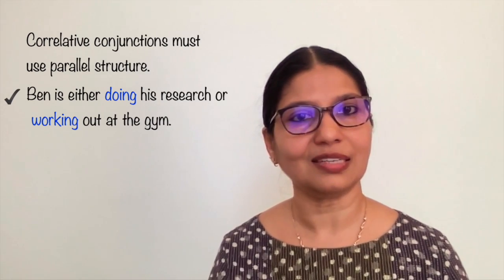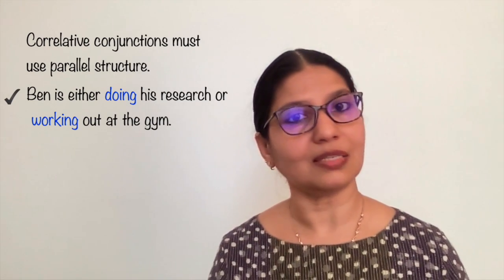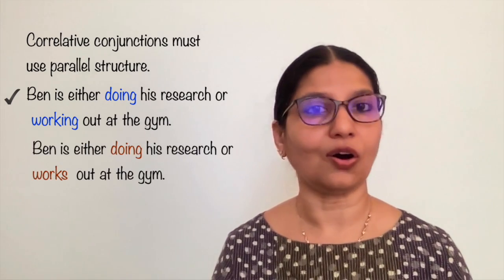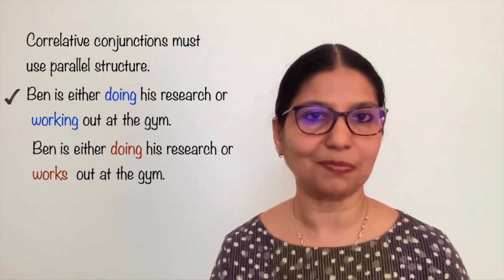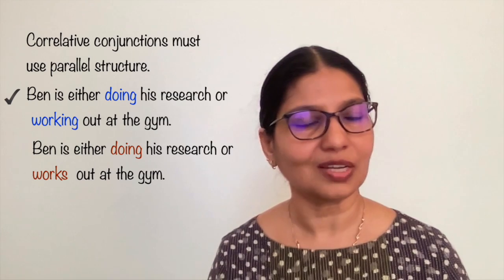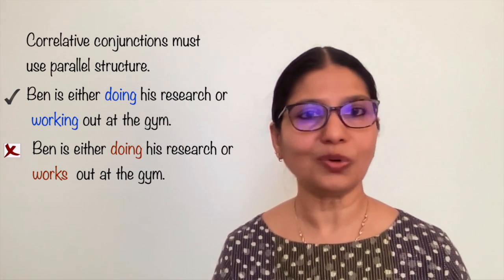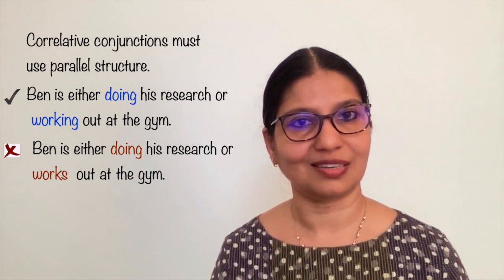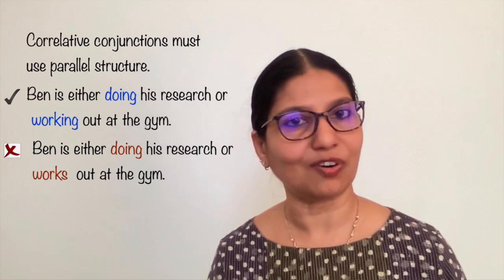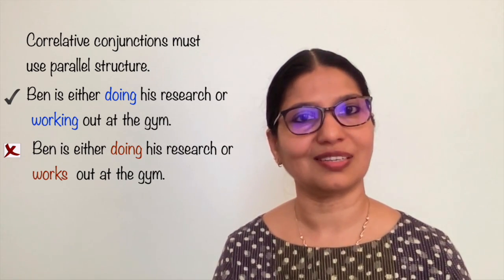On the other hand, if I say Ben is either doing his research or works out at the gym, the sentence is wrong because both the elements don't have the same parallel structure. One verb is in the ing form whereas the other is not. Here are some sentences using correlative conjunctions. Let's begin with both and.